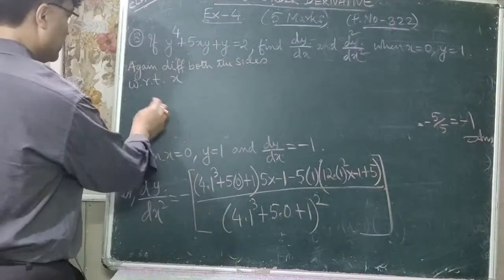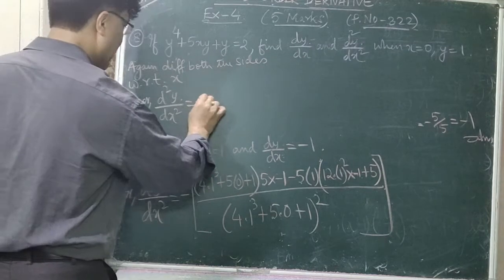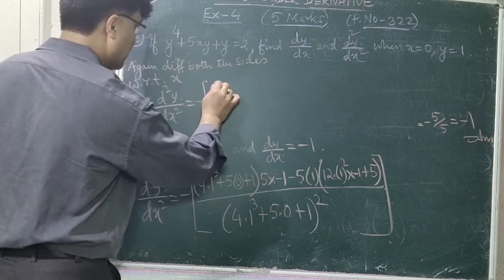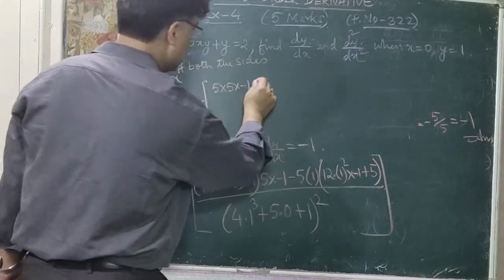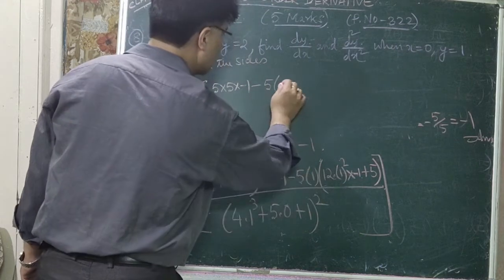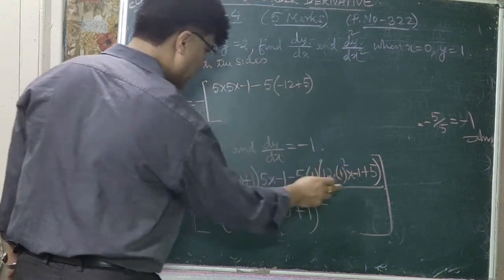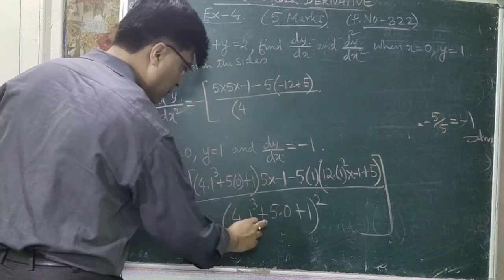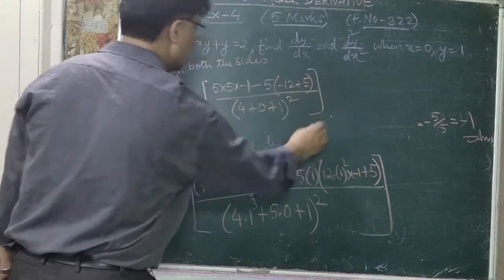So let us simplify it. This is your d2y by dx square, which is equal to minus sign. Now here 4 into 1 cube is 4 plus 0 plus 1, that is your 5. 5 into 5 into, this is your minus 1. And here this is minus, 5 ones are 5 within bracket. This is minus 12 plus 5. This is plus and minus minus 12 plus 5. So the whole divided by within bracket 4 into 1 cube, that is your 4 plus 0 plus 1 whole square. Here the third bracket is closed.